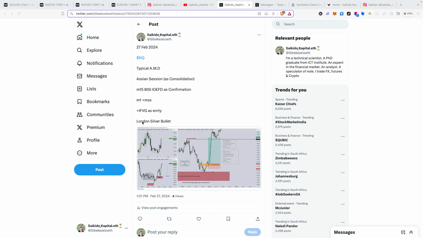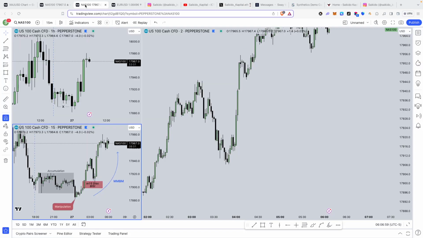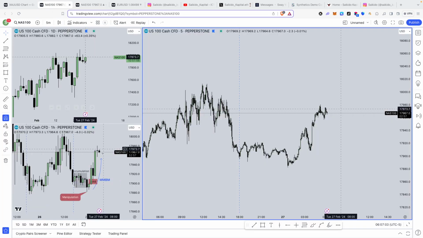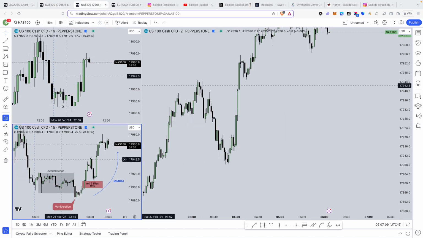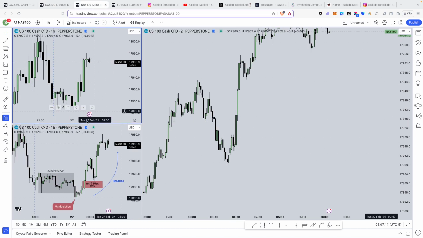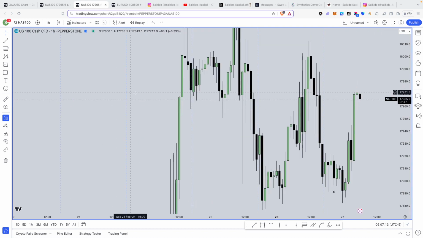So I want to do a trade review with you guys. I want to show you how I get these entries. And this is the trade that I just took today. The London Silver Bullet on the Nasdaq. So I'm just quickly going to go through an empty chart. Or maybe let me just use this one here. So this is where the framework was.